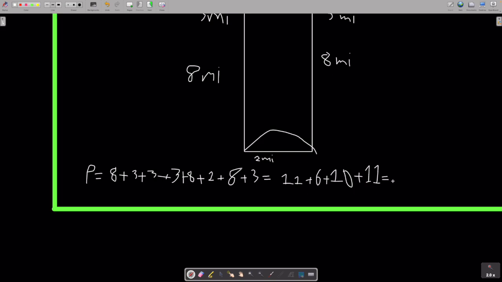So 11 plus 6 is 17. Plus 10 plus 11, which is 21. So we have 17 plus 21, which equals 38, which is the final answer.